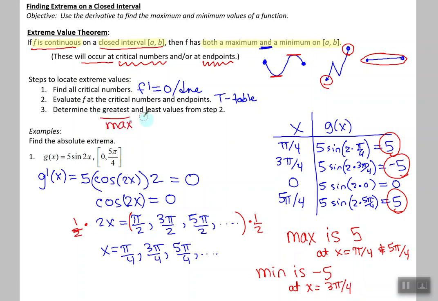Greatest and least of the function values. In this case, g of x.